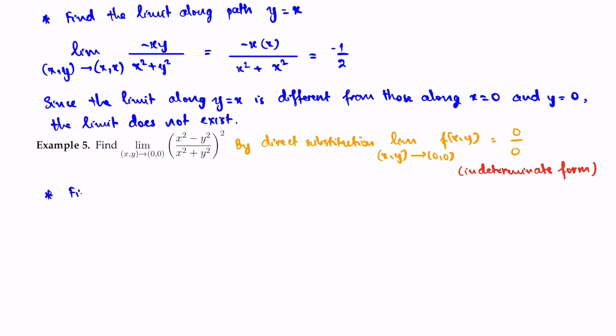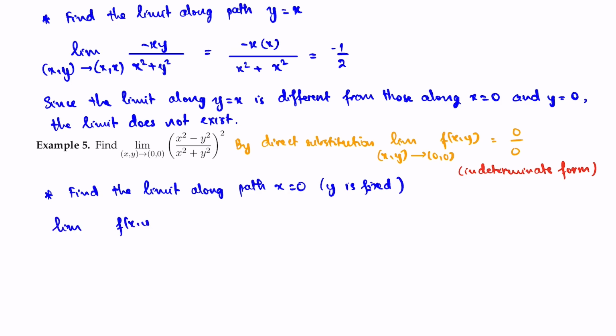So first, you want to find the limit along path x equal to 0. In this case, y is fixed. So you want to find the limit of the function f(x,y) as (x,y) approaches (0,y). Again, the function f(x,y) is (x squared minus y squared) over (x squared plus y squared) altogether squared. I don't want to keep writing the function over and over again, so I'm just going to let the function be f(x,y).